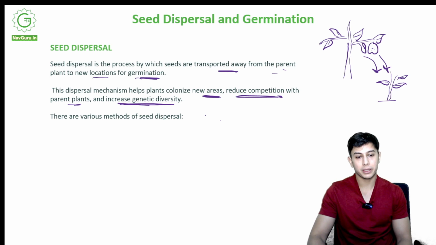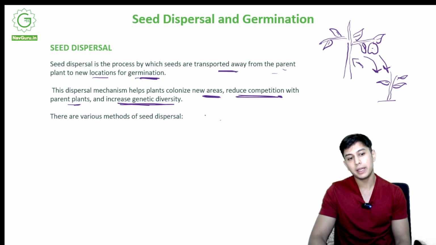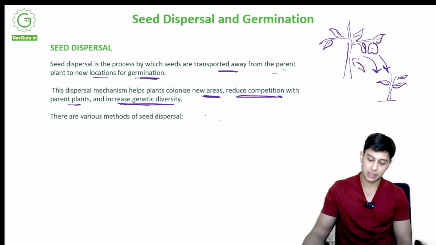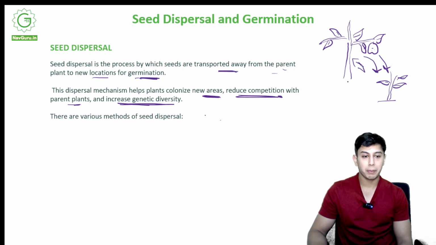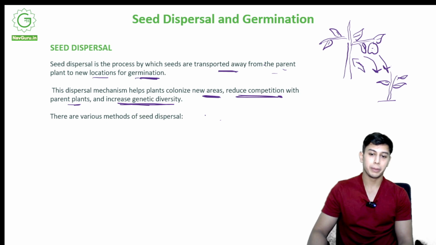It reduces competition with parent plants. So if the seed would have grown over here only, these two plants would be competing, alright, for resources like sunlight, for water, for nutrients, okay, for space to grow. So these two will be competing. So that is why dispersal is done a little far away from parent plant.